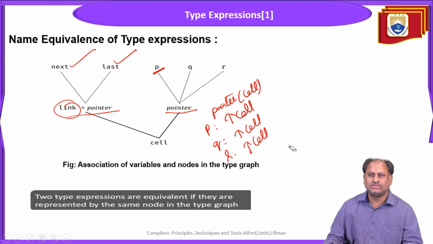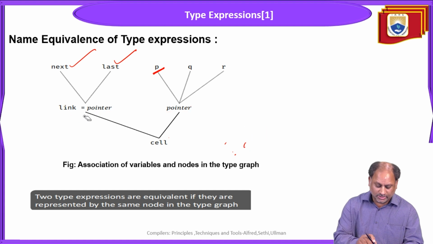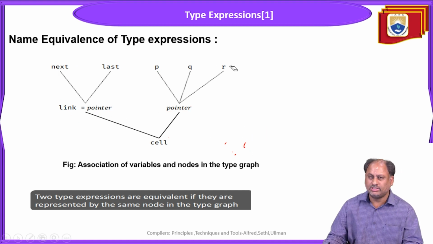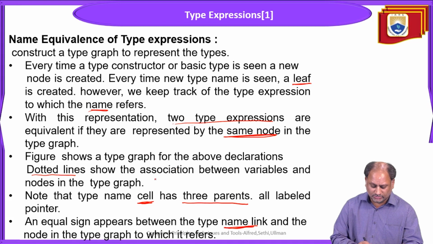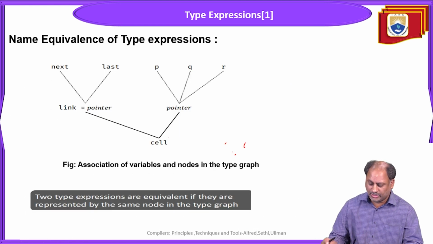So this is the structure to be represented, where PQR are with the pointer of cell. That means there will be an association between variables and nodes. So what are the variables here? Next, last, P, Q and R. The nodes are to be represented in the type graph. We are going to write dashed lines for the association between variables and nodes. We represent the association between variables and nodes as dotted lines, somewhat like parent and child.